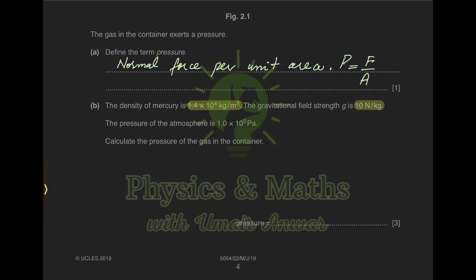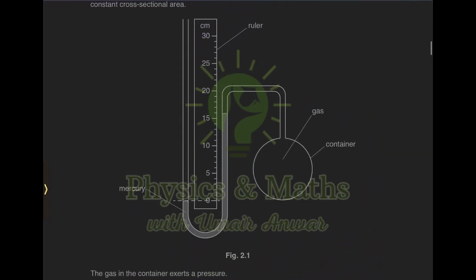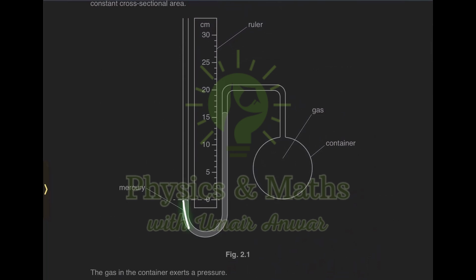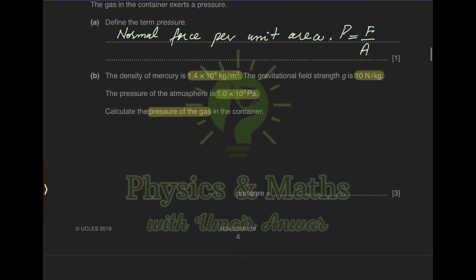The atmospheric pressure is 1 into 10 raised to 5 pascals. And we have to find the pressure of the gas in the container. Now, the gas wants to escape from the container, but it is stopped by the mercury which is filled here. So whatever pressure the mercury exerts from this end would be the pressure of the gas which is present in the container.